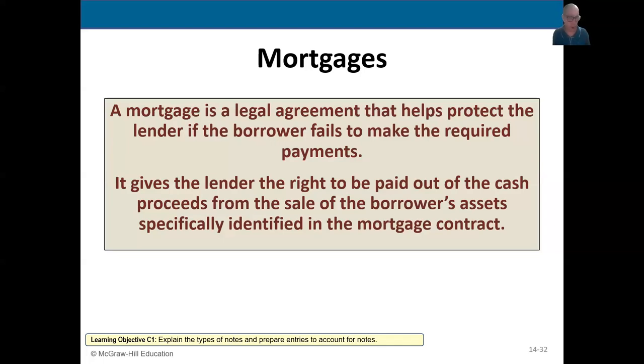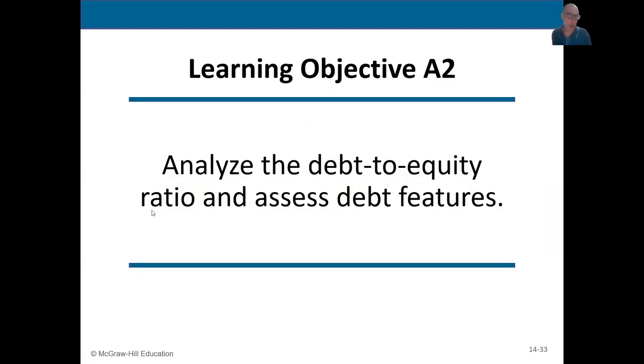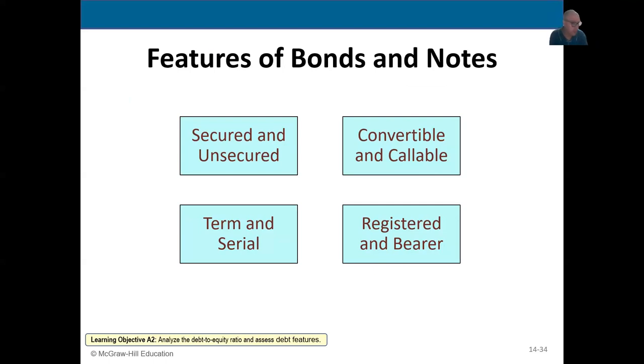Okay, the security part is that if the borrower fails to pay, the bank uses the house as the security. So if you fail to pay, the bank takes the house. That's what a mortgage is, and that's how it works. So a couple differences. A bond is relatively unsecured. Bonds are not secured debt.